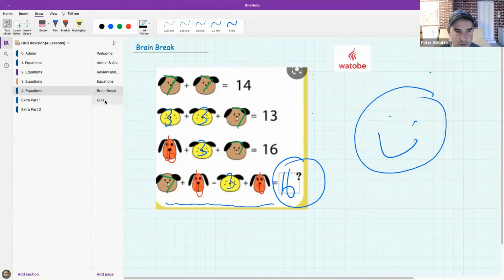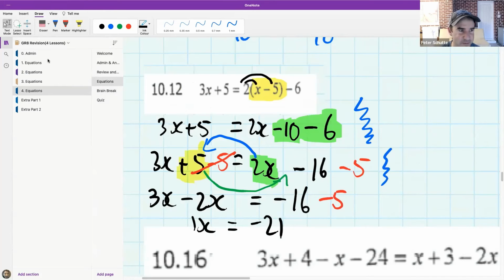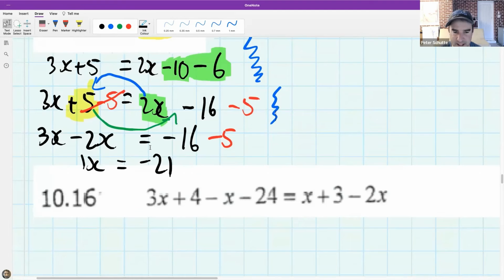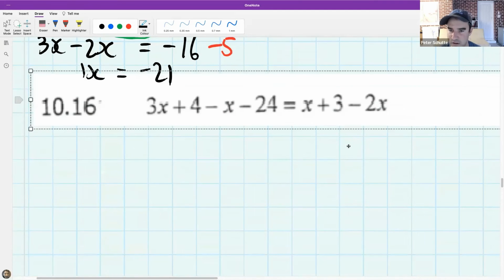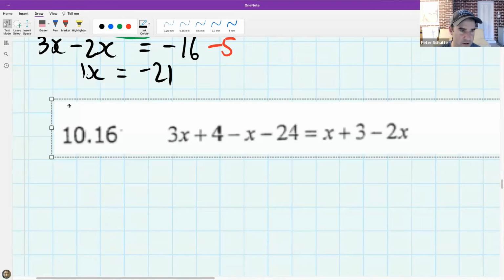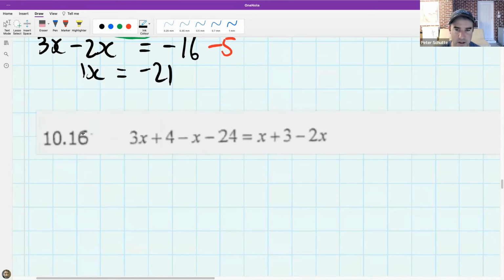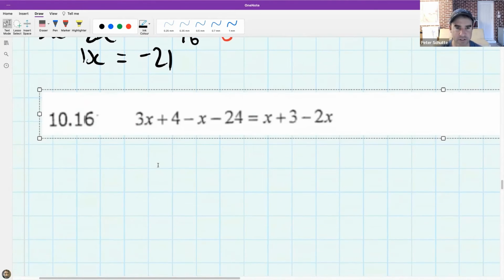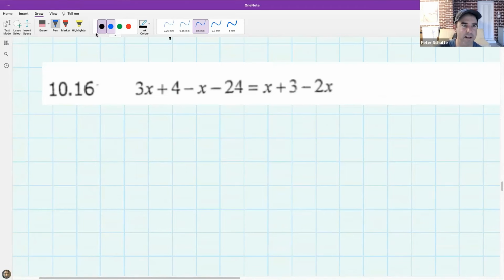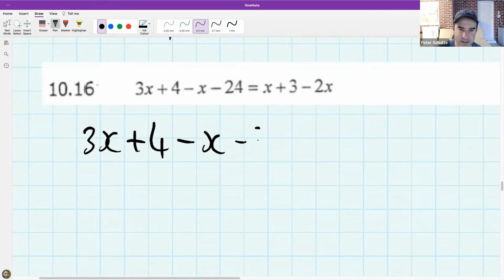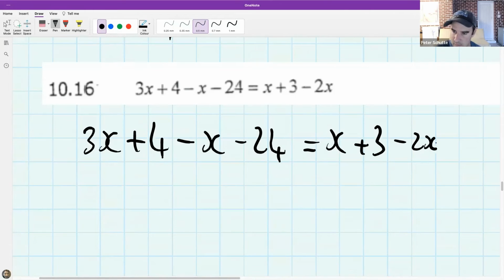I'm going to bring some Maths 24 back soon, and then that will also get our brains really kicked into gear. Okay, everyone, let us now, sorry, that's a little bit too zoomed in. Let me bring this down a notch. I want you to try and solve this equation, and I'm actually going to write it out for you so it's a bit clearer. 3x plus 4 minus x minus 24 equals x plus 3 minus 2x. I want you to try and solve this equation.